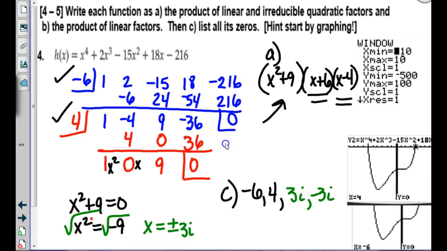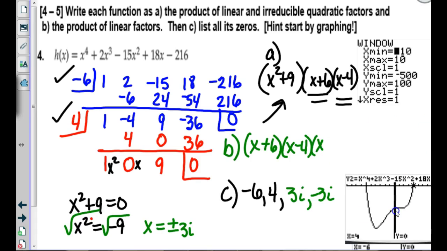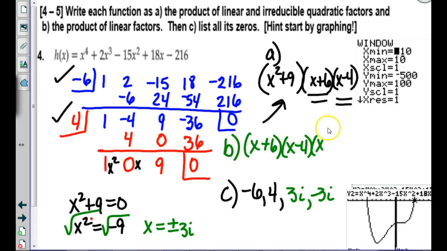So linear factors means everything has to be factored with an x only. You'd have an x plus 6, an x minus 4, and an x what? Good job. An x minus 3i and x plus 3i. Linear factors means you're going to have to leave some i's in there, because your x's can't have a power. All right, wasn't that fun?